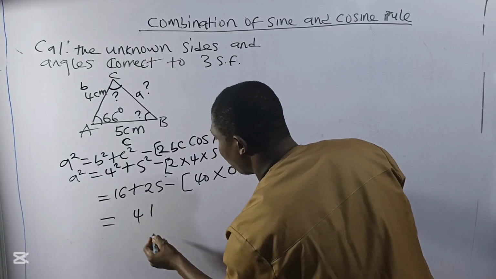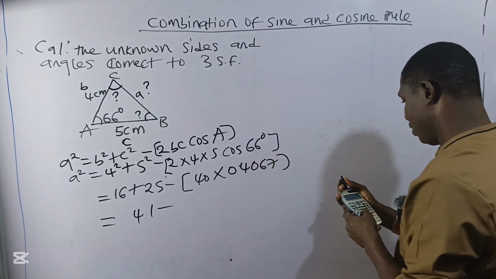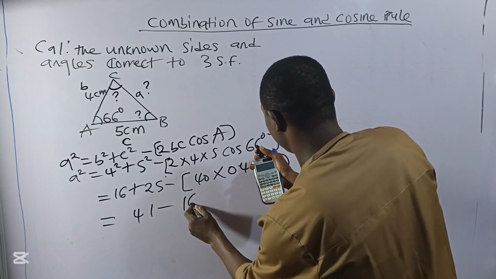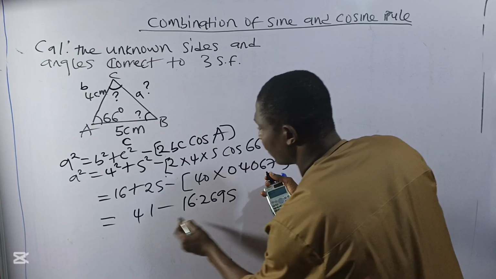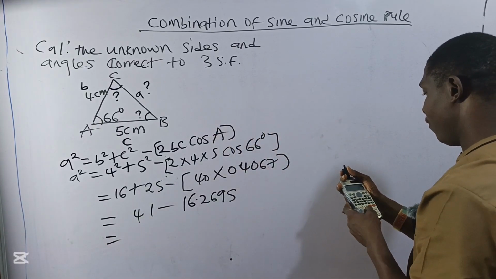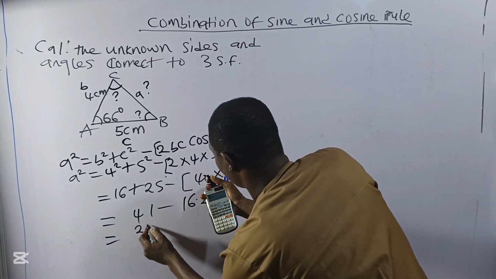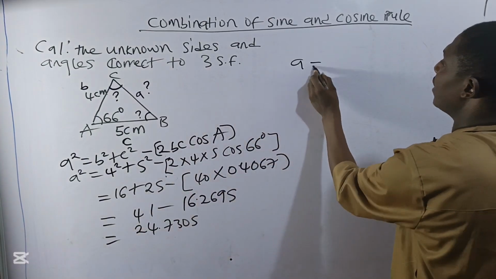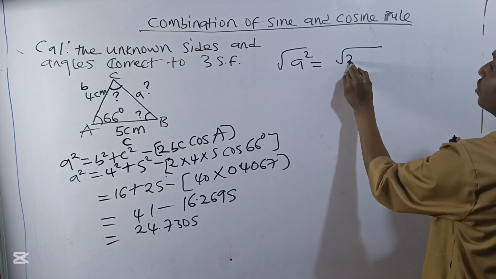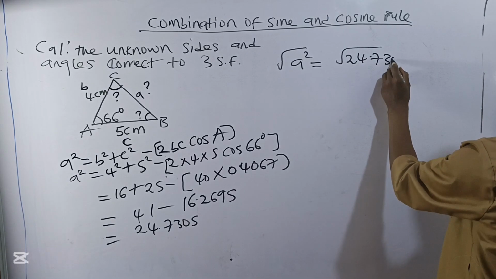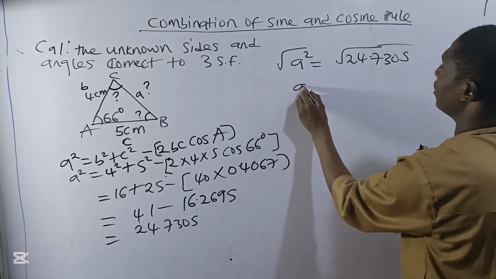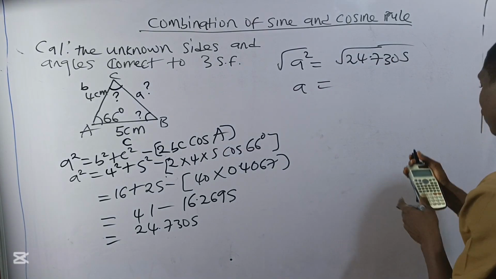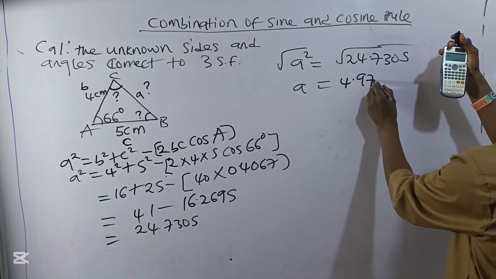1 carry 1, 4. So I have minus. So I'll simply take this value times 40. And this will give me 16.2695. And 41 minus 8. 41 minus my value will give me 24.7305, and I'll have my small letter a squared. When I take the square root of both sides, 24.7305, I should have 4 point something, because this is greater than 16 and less than 25. So the square root of my answer should give me 4.973.